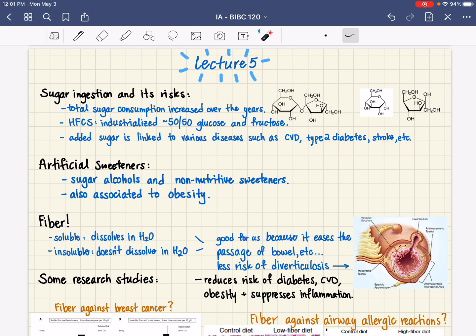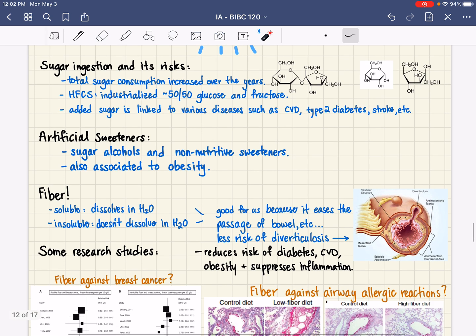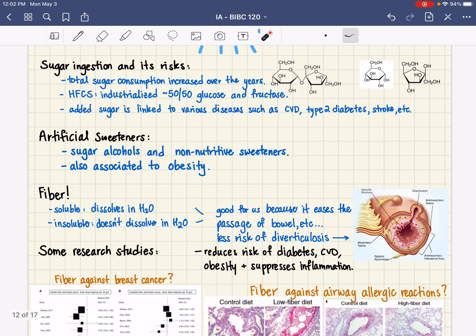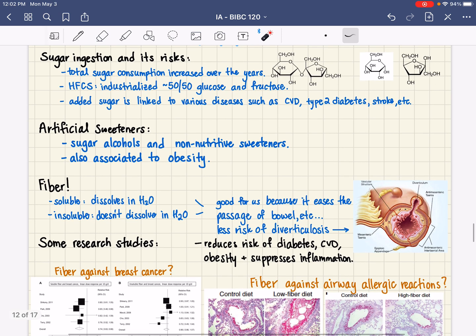Then we moved on to talk about artificial sweeteners. There are two types of artificial sweeteners that we talked about, sugar alcohols and non-nutritive sweeteners. These are also associated with obesity. Although they are good substitutes to sucrose or high fructose corn syrup, and they have about the same level of sweetness, it is shown that they are not any healthier because they are associated with disease.